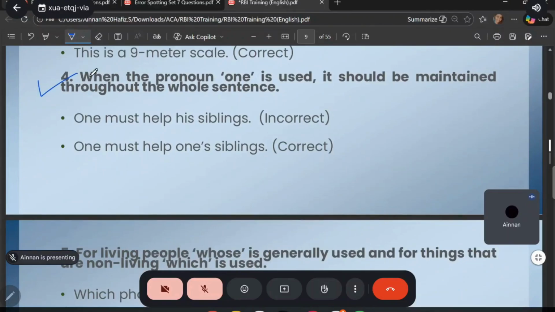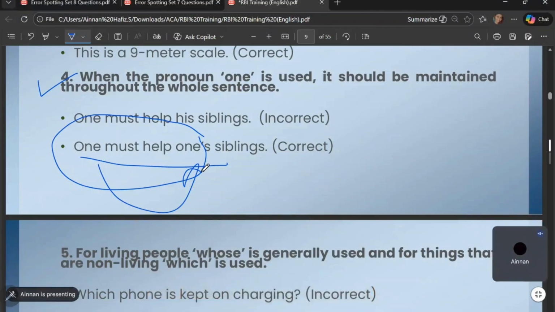Or sorry, next point. When the pronoun one is used, it should be maintained throughout the whole sentence, which means one must help one's siblings, not his siblings. When you use the word one, and when you're using it in cases where there's a contradiction, what do you mean by contradiction? Something where there is a comparison.